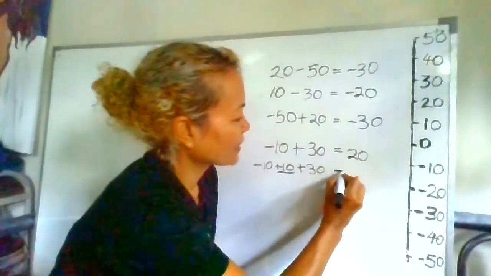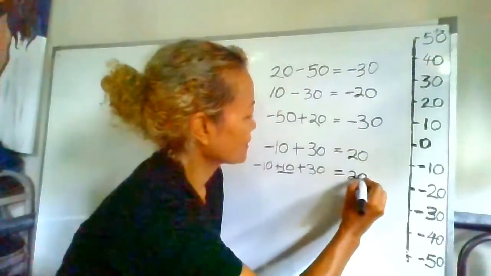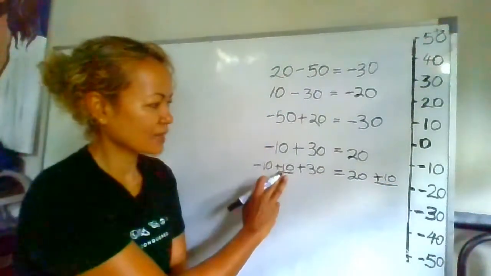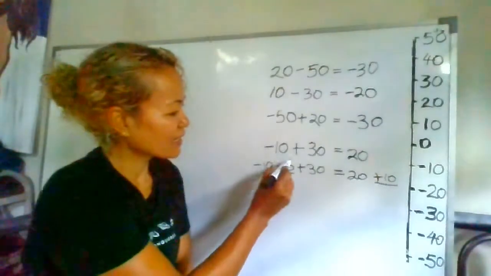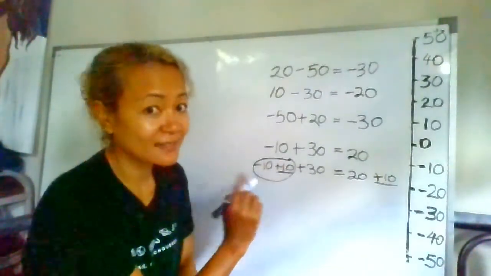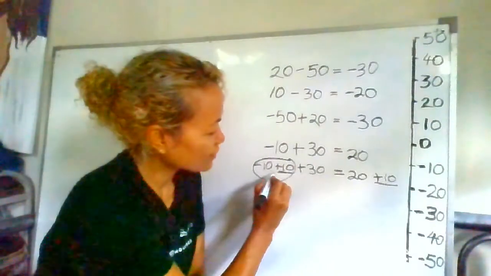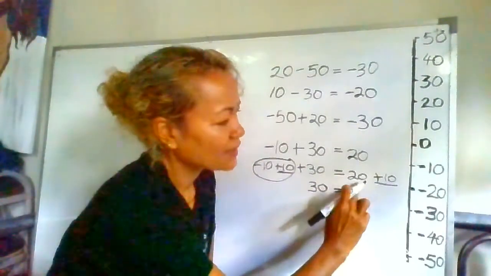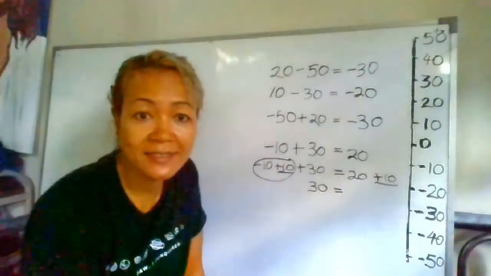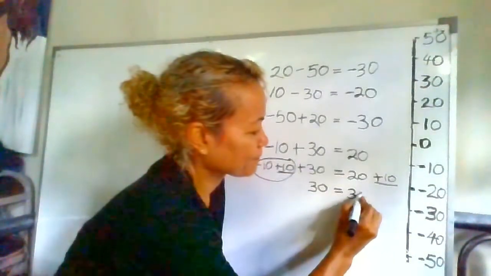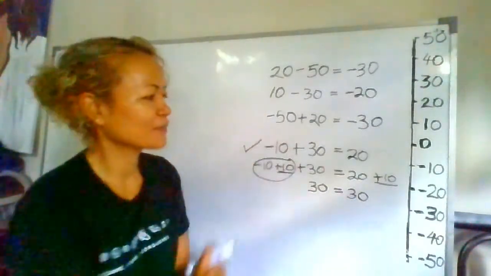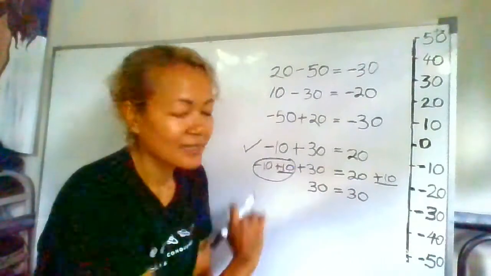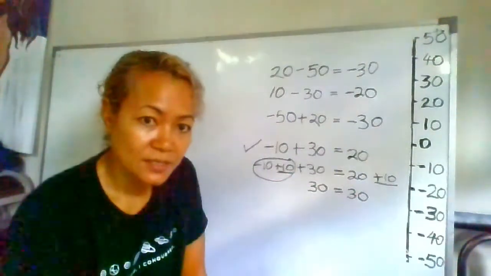Okay, 20 plus 10. I've done the plus 10 on both sides. Now, this one, minus 10 plus 10, is equal to 0. So I'm now just left with 0 plus 30 equals 30, right? So 30 and 20 plus 10. 20 plus 10 is 30. So that answer is correct. 30 is equal to 30. That proves that the solution was correct because this equation proves to be true.